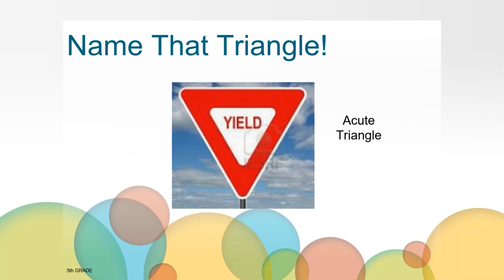What kind of triangle is in the yield sign? All the sides are congruent. All of the angles are also congruent. And all of the angles are less than 90 degrees, so we call them acute. So this has to be an equilateral triangle, because all the sides are congruent and it has acute angles.